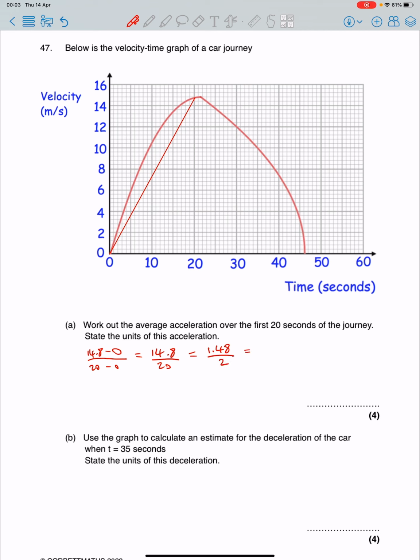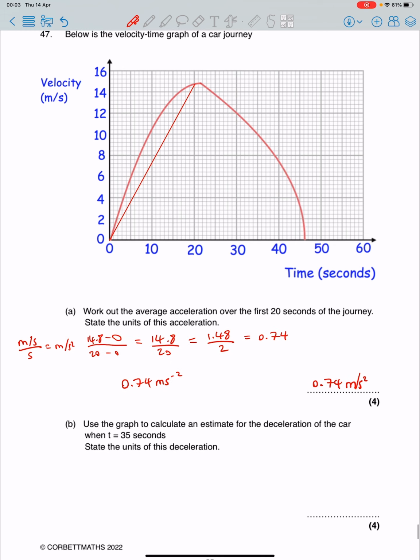Then dividing that by 2, we get 0.74. And the units, well, it's meters per second at the top divided by seconds, which is mathematically meters per second squared. So 0.74 meters per second squared. Just out of interest, or for anyone who's thinking about it, another way you can write that is 0.74 s to the minus 2, just using laws of indices.